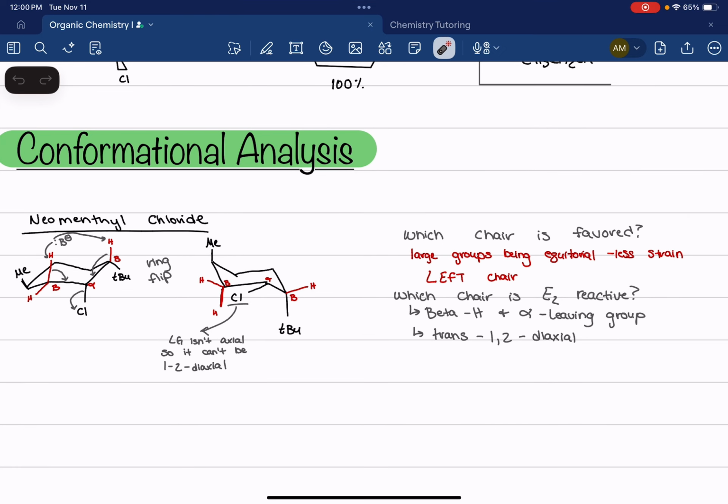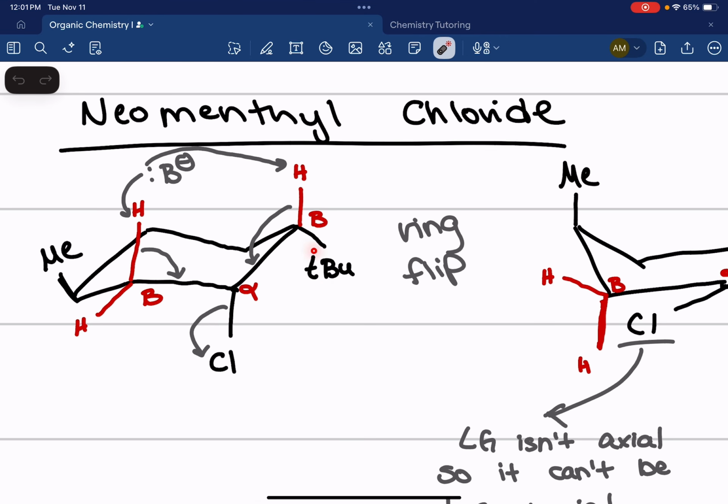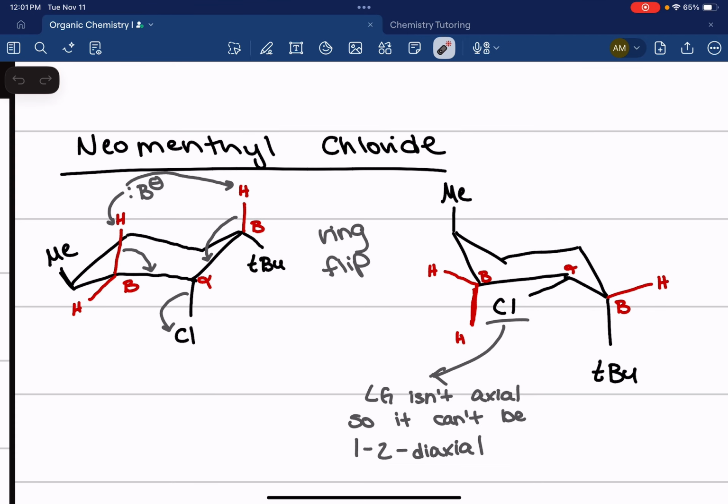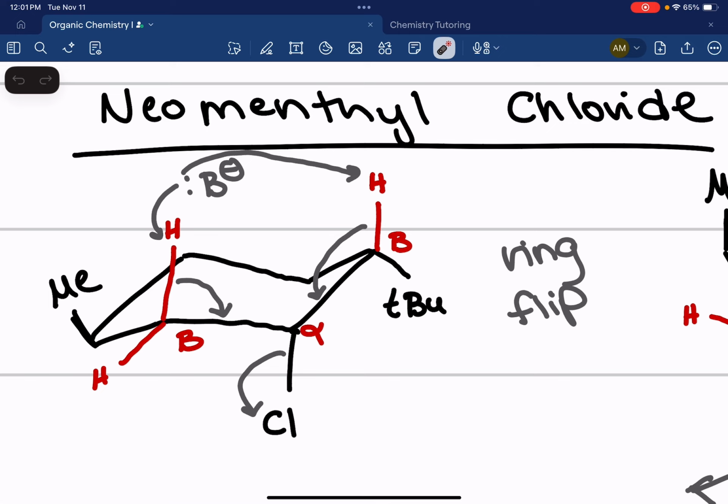So when you're looking at the chairs, we said equatorial is less energy, right? So when the large group is equatorial, there's less strain. So tert-butoxide is a large base. It's a large substituent, right? Tert-butyl, that's 4 carbons. So it being equatorial makes it more stable. And then as far as looking at our antiperiplanar, this is our alpha carbon here, because it's connected to our chlorine, which is the leaving group, which means this is a beta carbon and this is a beta carbon, right?